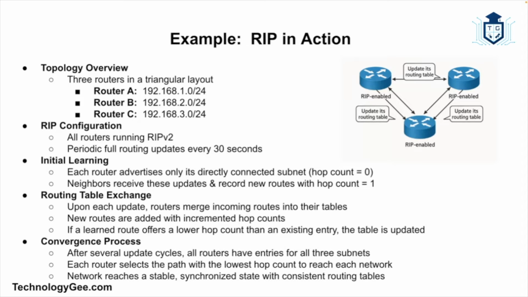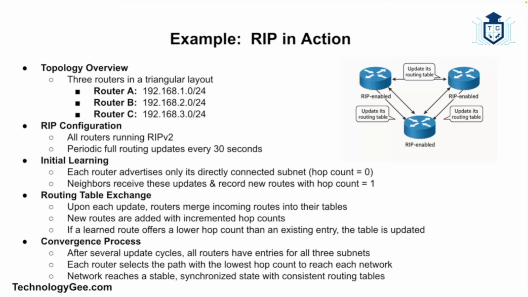So let's say you got 3 routers. You got router A, which is connected to 192.169.1.0/24, router B, which is connected to 192.168.2.0/24, and router C, which is connected to 192.168.3.0/24. All 3 routers are running RIP version 2 and are directly connected in a triangle.